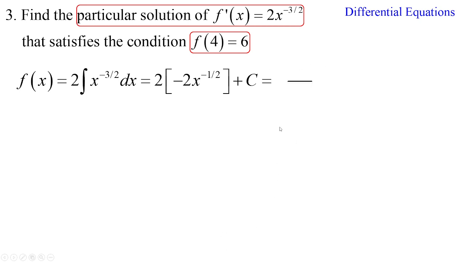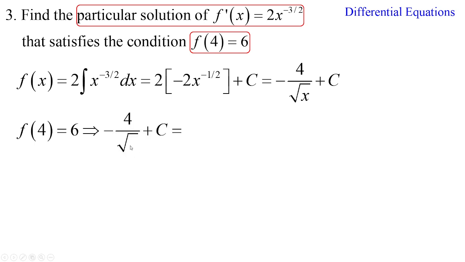So let's see here. How about we got negative 4 over root x, or x to the 1 half in the divisor, plus c, and now let's use this f of 4 equals 6. So f of 4 equals 6 implies negative 4 over the square root of 4 plus c has to equal 6. So that's a negative 2 plus c equals 6. So it looks like c equals 8. Yep. All right. So let's put that in here. So f of x equals negative 4 over root x plus my c, which is 8.